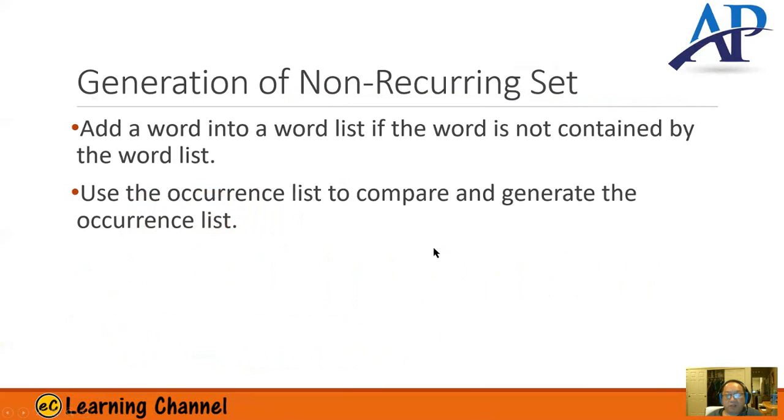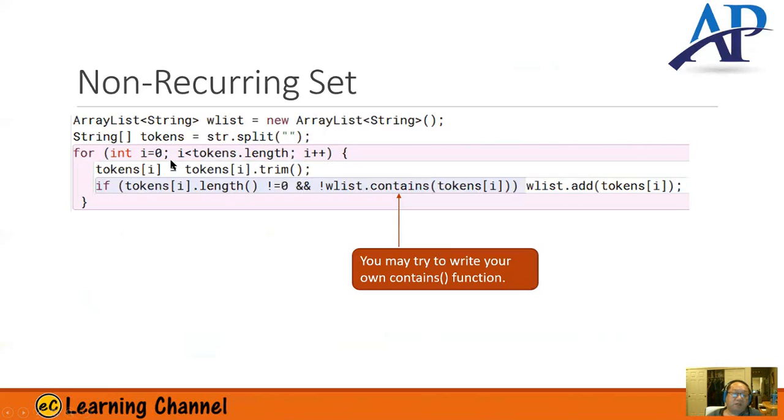This is a commonly seen pattern in the AP exam. Here is the non-recurring set. We have a word list that is empty. I read some data, a line of words, and then I separate those tokens by space. After that, I trim it, removing any leading spaces. Then, if the length is not zero, if it is zero, then there's nothing there, so I don't need to compare. If it is not zero, I add it.